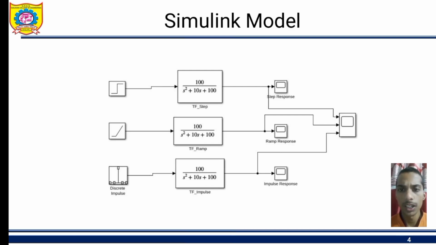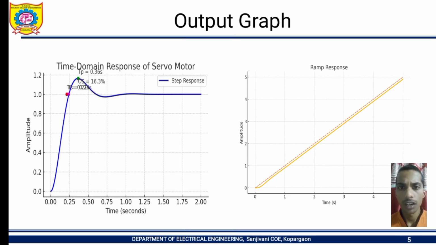So the purpose of this model is to study and compare the behavior of the second order system under different standard inputs, to visualize dynamic characteristics like rise time, settling time, overshoot and steady state error. From this input, we get the output graph, that is the time response of servo motor. In this output, on the y-axis there is amplitude and on the x-axis there is time in seconds.